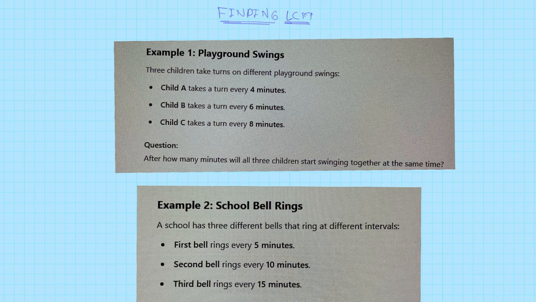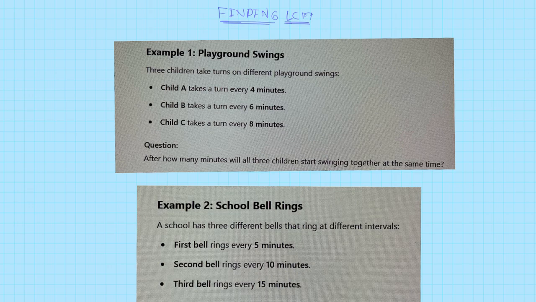Now, as we learned how to find the LCM using multiple methods, it is time for us to solve examples which are exactly similar to the one which we learned previously. So example one is playground swings. This example says that three children take turns on different playground swings. Child A takes a turn every 4 minutes, child B takes a turn every 6 minutes, child C takes a turn every 8 minutes. So the question is, after how many minutes will all three children start swinging together at the same time?